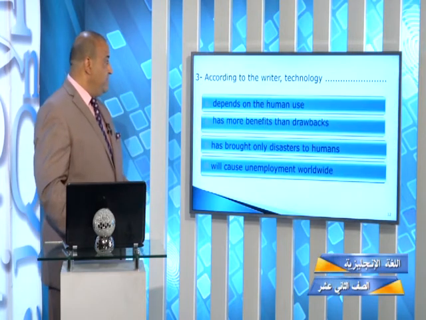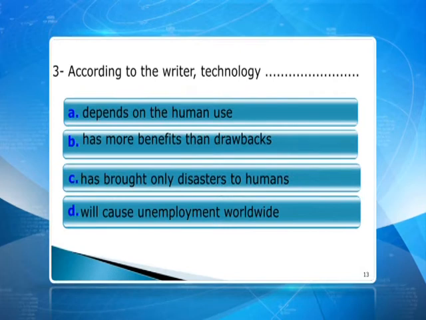Number three, according to the writer, technology. So this is the point of view of the writer. Technology depends on the human use, or has more benefits than drawbacks. Drawbacks means disadvantages. Or has brought only disasters to human beings, or will cause unemployment worldwide.